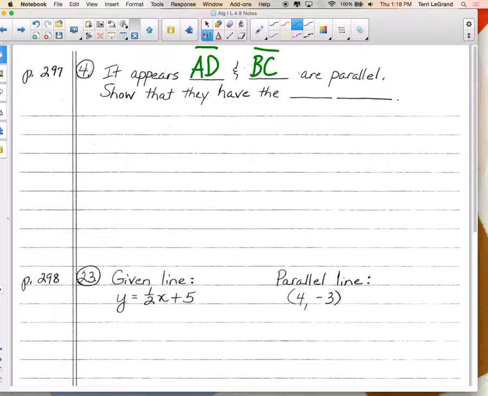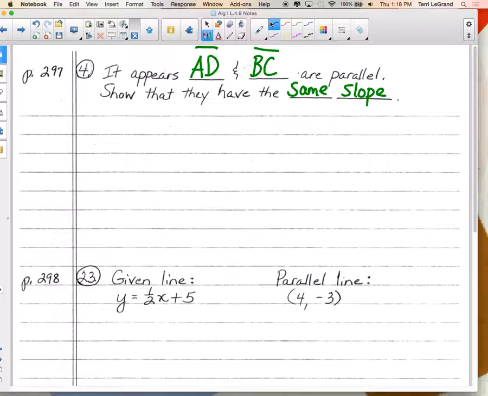So show that they have what then? How are we going to prove that they're parallel? They have the same slope, yeah. We just need to prove they have the same slope. If we can prove the same slope, then we can tell already from the picture that they have different y-intercepts. So I'm not going to make you figure out their y-intercepts, but you do have to show that they have the same slope.